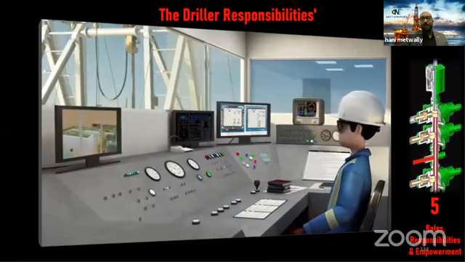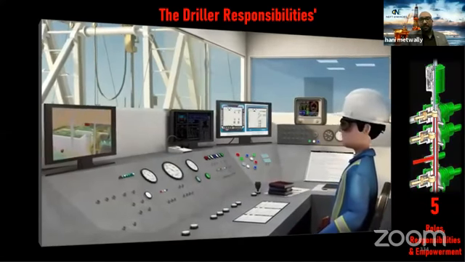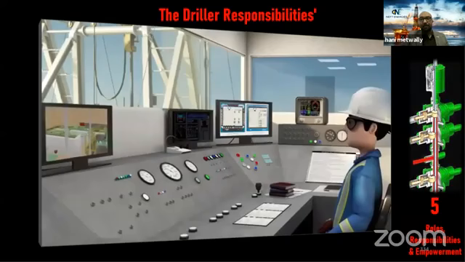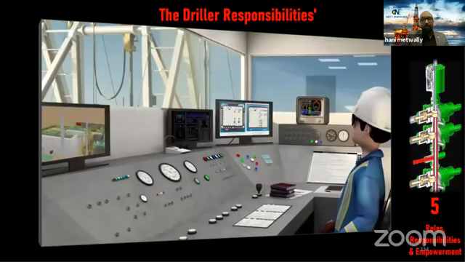Here we have our driller. His operation is not easy. All the time, he monitors the pressure, records the parameters, and informs the supervisor if we have a problem.